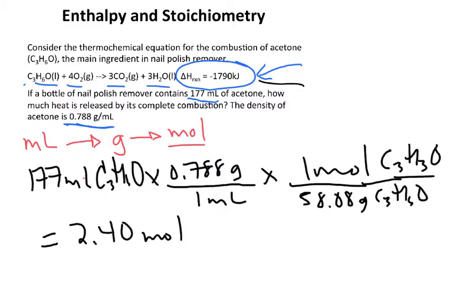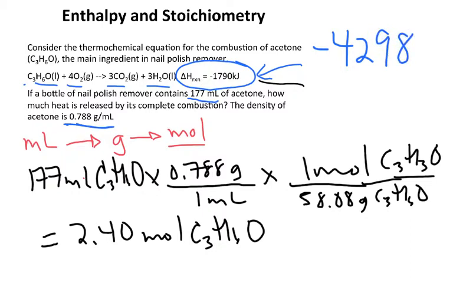So I get 2.40 moles of acetone. To find the heat released by combustion, I'm going to multiply this by the delta H of the reaction, and I get negative 4,298 kilojoules.